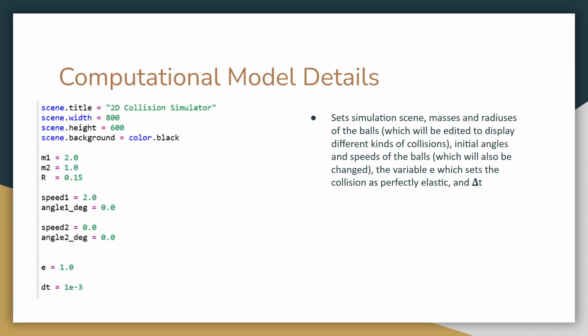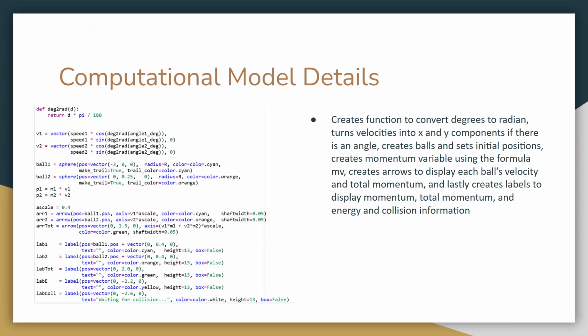So, some details about the computational model in GlowScript. This first chunk of code sets the simulation scene, masses, and radii of the balls, and the initial angles and speeds, which again will all be changed depending on the scenario that we're analyzing. And then the variable e, which sets the collision as perfectly elastic because it's at 1.0, and delta t. This next part of the code creates a function to convert degrees to radians, which will be useful for our angle analysis if we launch a ball at a certain angle.